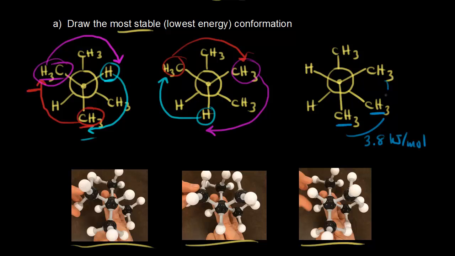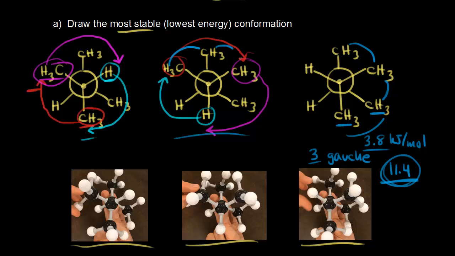And we have another gauche interaction here, so another 3.8 kilojoules per mole, and another gauche interaction. So there are three gauche interactions for this conformation, for a total of 11.4. So the total would be 11.4 kilojoules per mole as an energy cost. So 3.8 times 3. What about this conformation? Well, here's a gauche interaction, here's a gauche interaction, and here's a gauche interaction. So again, we have three gauche interactions. So for this conformation, the total energy cost is also 11.4 kilojoules per mole.